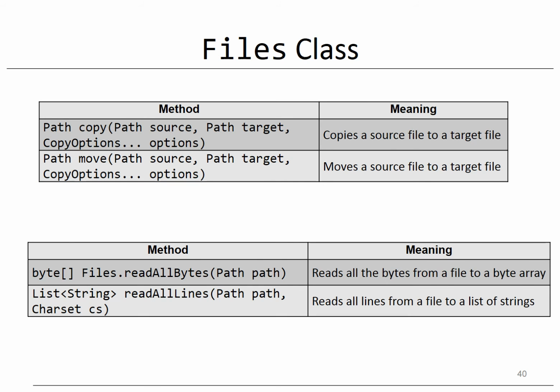Obviously, also copying and moving files is supported. The copy method allows to copy a source file to a target file, whereas the move method allows to move a source file to a target file. Note how these methods provide a more straightforward means to copy and move files compared to the stream-based file copy programs we have discussed earlier. This is one of the nice improvements of the NIO2 API.